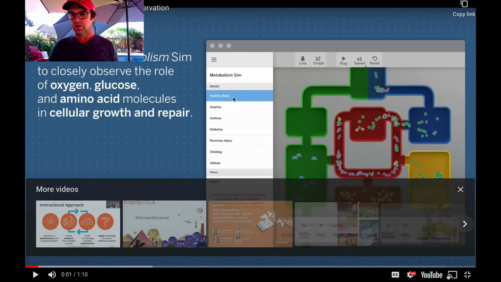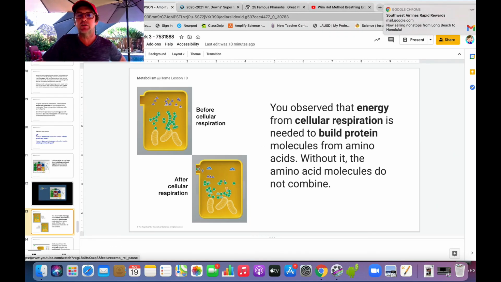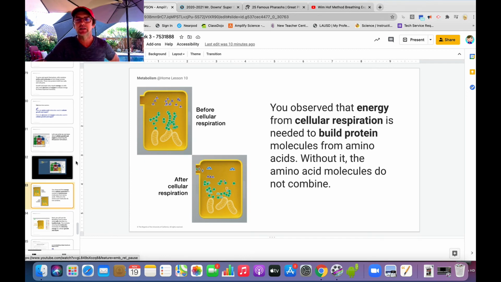Okay, so perfect. That gives us everything we need. Now pop on down here. You observe that energy from cellular respiration is needed to build protein molecules from amino acids. Without it, the amino acid molecules will not combine. So you observe the energy from cellular respiration.